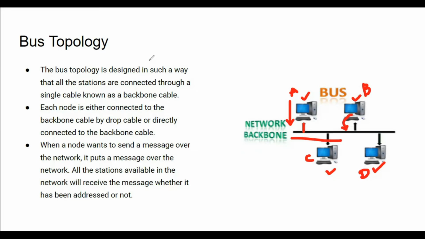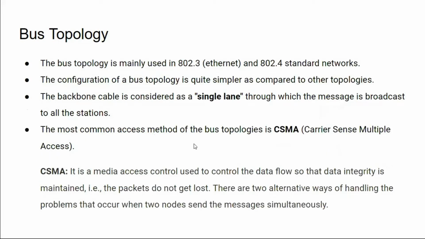So this is about the bus topology and how it works. We'll get into the next part of this network. The bus topology is mainly used in 802.3, that is Ethernet, and standard network 802.4. The configuration of bus topology is quite simple compared with other topologies. It is a single lane, and the broadcast is done through only one station. The most common access method is CSMA, that is carrier sense multiple access.